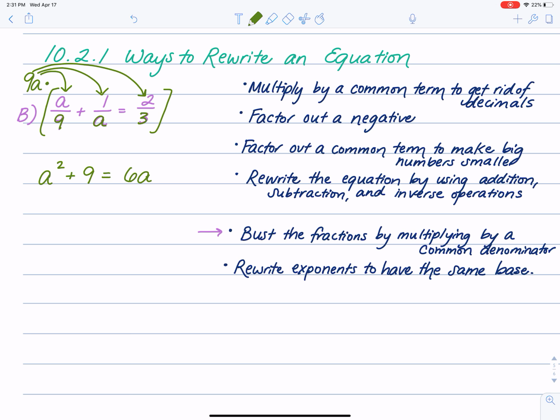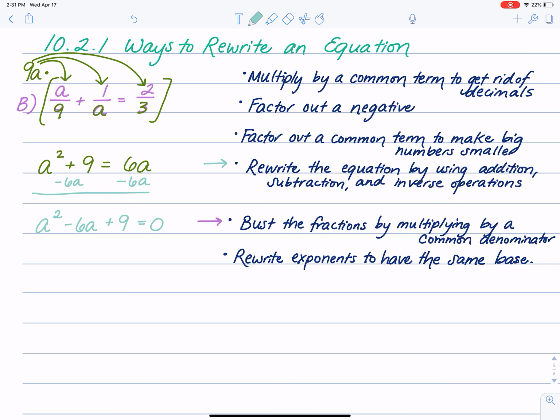So now we're going to do our next step, which is rewriting the equation by adding or subtracting. Because we have that power of 2 over here, we know that we need to get everything onto one side. So we're going to subtract 6A from both sides of the equation. We're going to be left with A squared minus 6A plus a positive 9 set equal to 0. And again, this would be a great final answer if it asked us to simply rewrite it into simplest form. But we actually should go one step further and factor this. We'd factor this as A minus 3 times A minus 3.